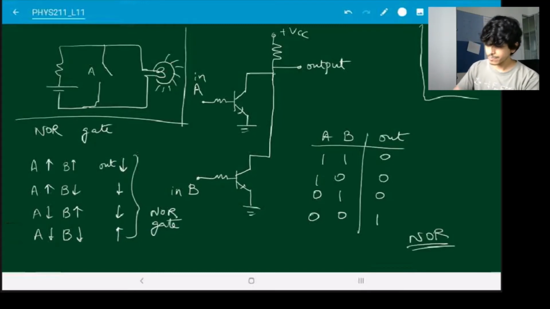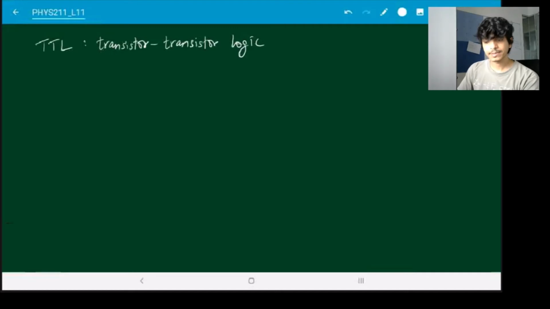There's a special name for this kind of circuit. This is called a TTL circuit, or transistor-transistor logic. Why is it called transistor? Not because there are two transistors. It's because the transistor plays two roles.